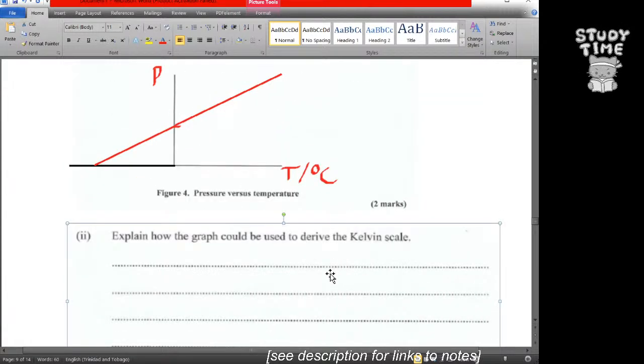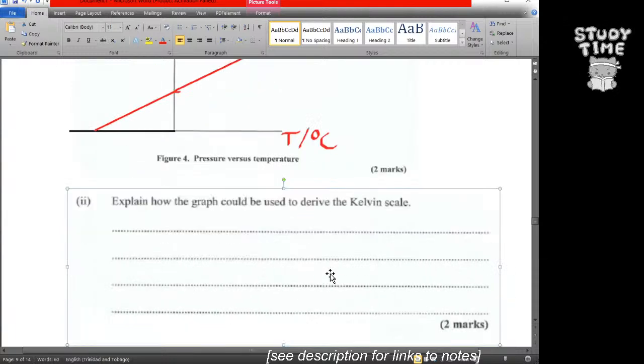Alright, look at this next one. Explain how the graph could be used to derive the Kelvin scale. You know, this question came a few years ago.